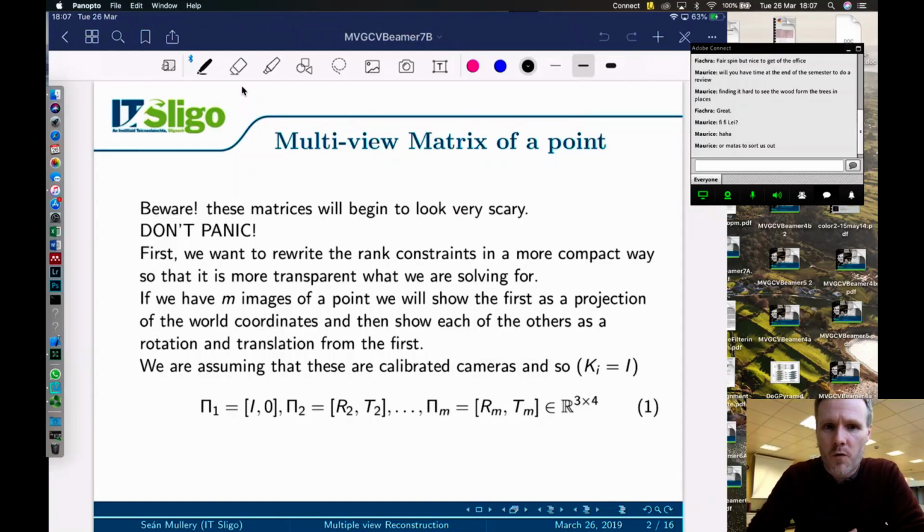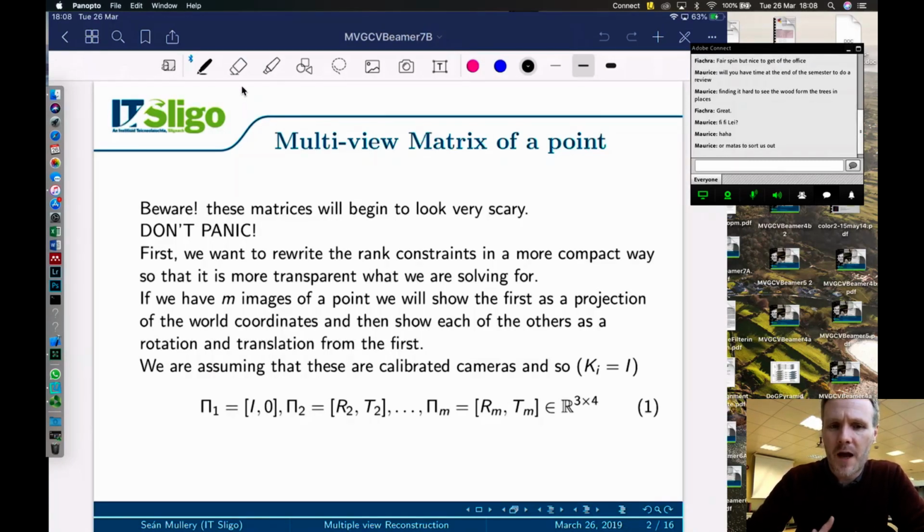So this is what we're trying to do at this point: we're trying to say, how are we going to do our reconstruction if we have multiple views? What changes from just having two views? What's the advantage over just having the two views, and so on? Okay. So first we want to rewrite the rank constraints in a more compact way, so that it is more transparent what we're trying to solve for.